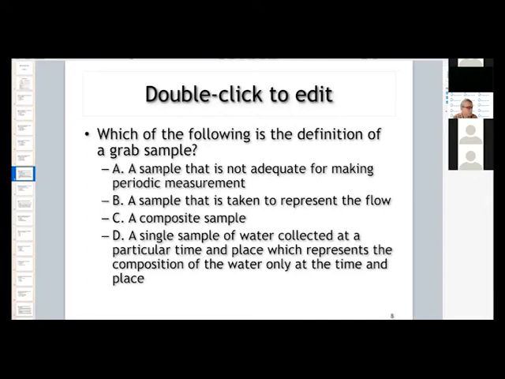So a grab sample, when I'm asking an operator to do a grab sample of the chlorine residual as it leaves the clear well, I'm just grabbing a singular sample at that particular time. So the grab sample at 3 p.m. may be different than the grab sample at 4 p.m.